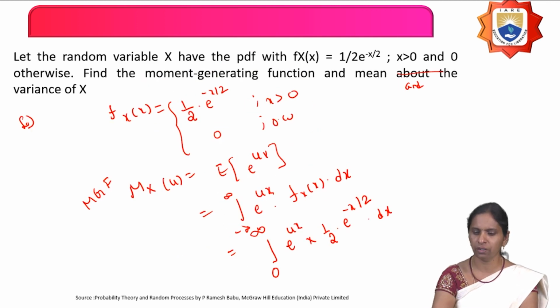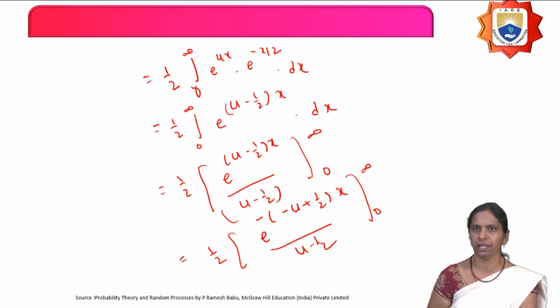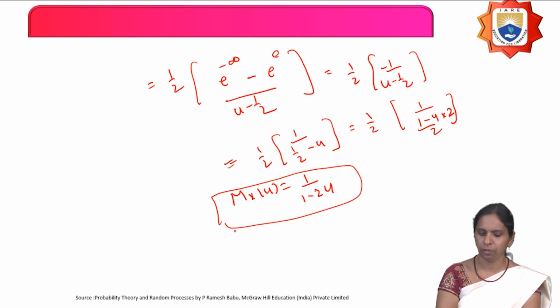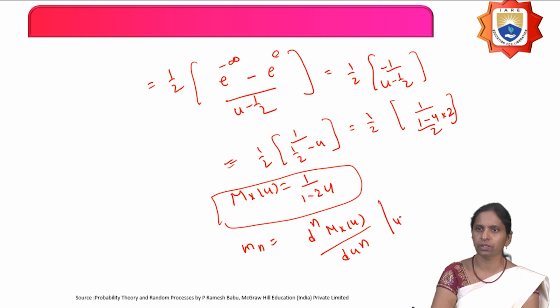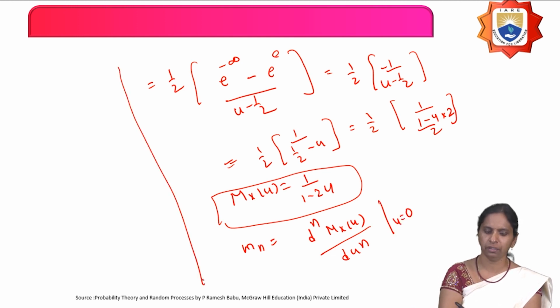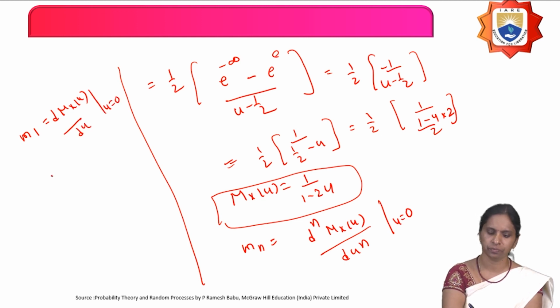Then what do you have to calculate? You have to calculate the mean and variance. From this moment function you have to calculate the mean and variance. If you know the moment function of the random variable, what is the nth moment about the origin formula? M_n equals d power n M_X(u) by du power n at u equals 0. Now what is the mean? Mean is nothing but M1. So you have to calculate M1, which is d M_X(u) by du at u equals 0.